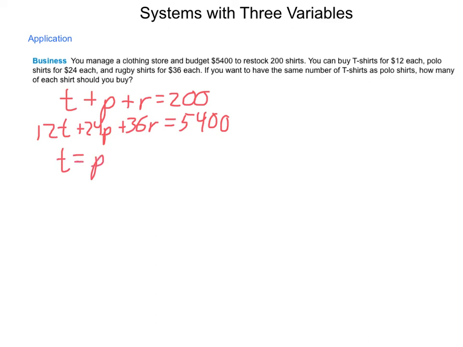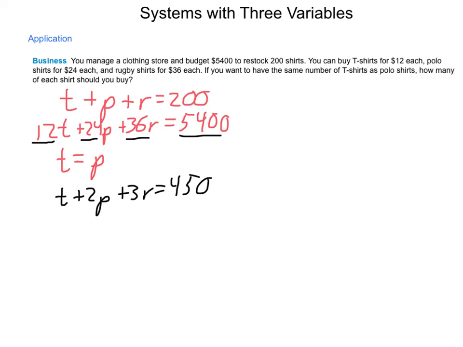Now going through and starting to solve this, we can begin by simplifying the second equation. All these numbers, 12, 24, 36, and 5,400, are multiples of 12. So if we divide everything by 12, what we come up with is T plus 2P plus 3R equals 450. The smaller numbers will make it much easier to work with.